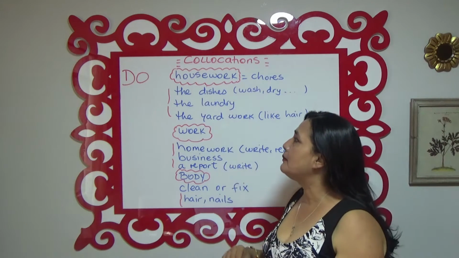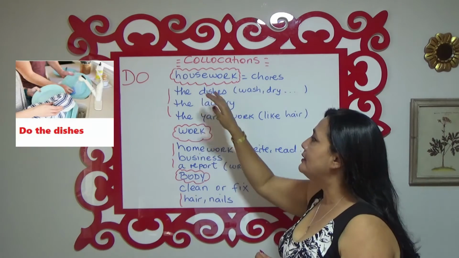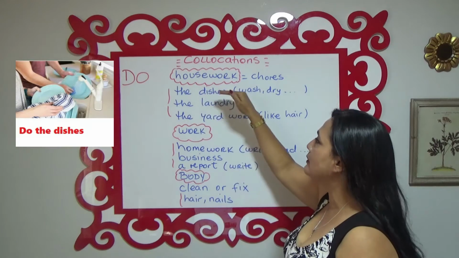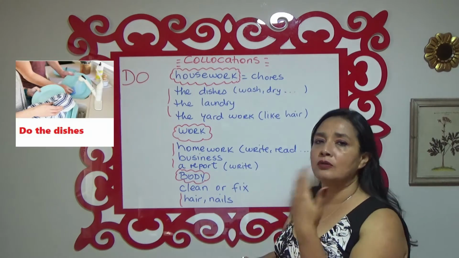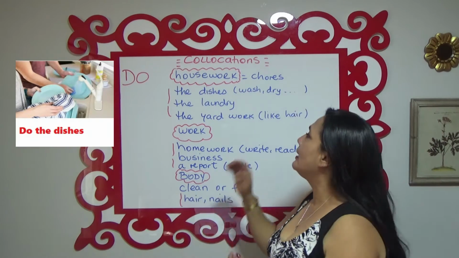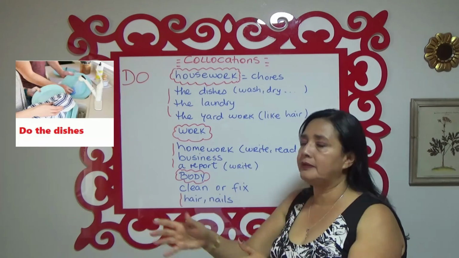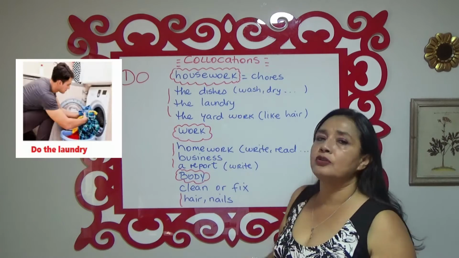Here we have, for example, in the housework, the dishes. So you say you do the dishes. Why? Because when we talk about do the dishes, you include several verbs, right? Like washing, like drying, etc. and order them.